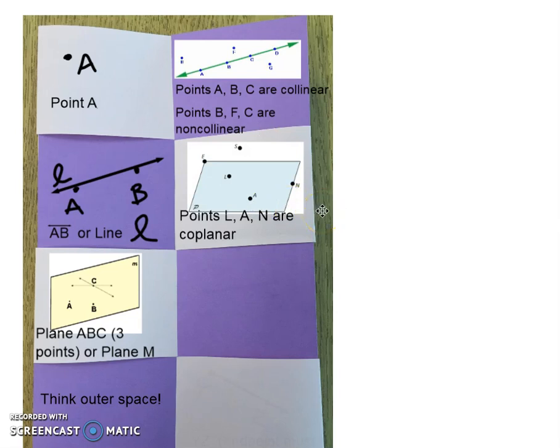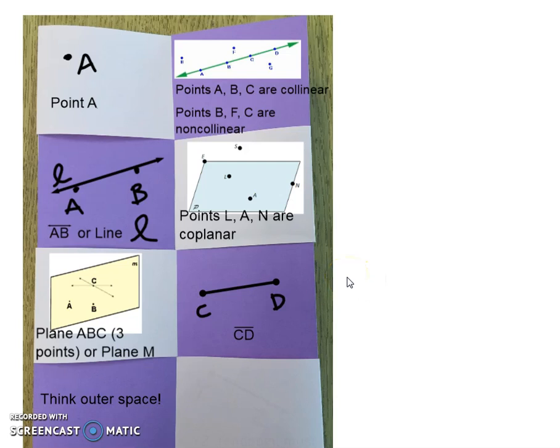So then we have coplanar. We have points L, A, and N are coplanar. They're all on the same plane. And we draw a plane, I kind of skipped over that over here, but we draw a plane like a parallelogram. That's the way we do it in math. It's hard to show a plane kind of being in the air in our three-dimensional space, so we just draw a parallelogram.